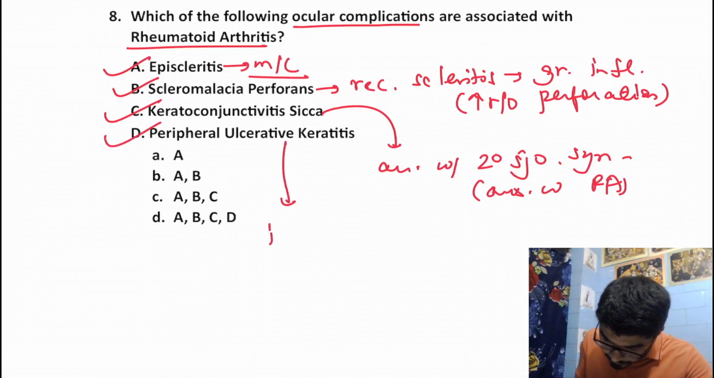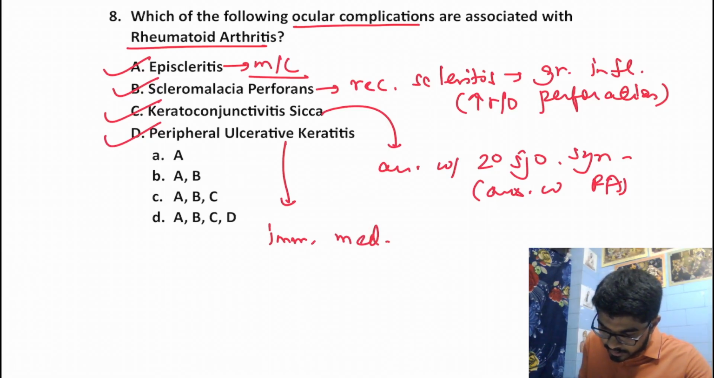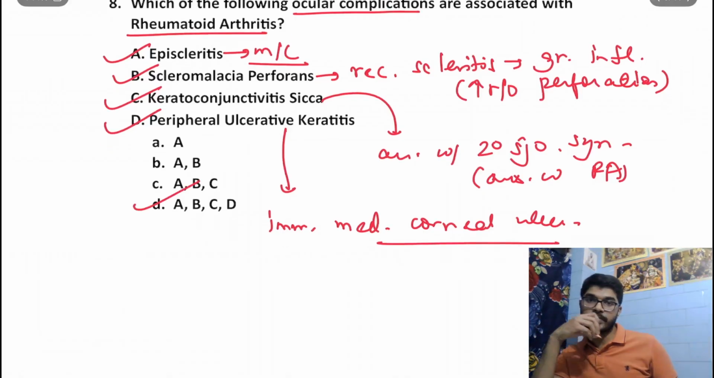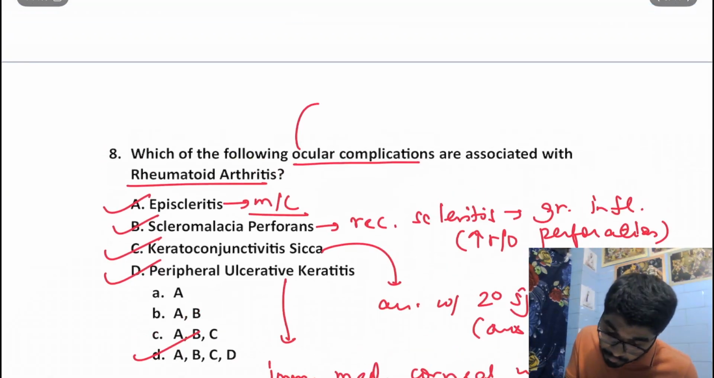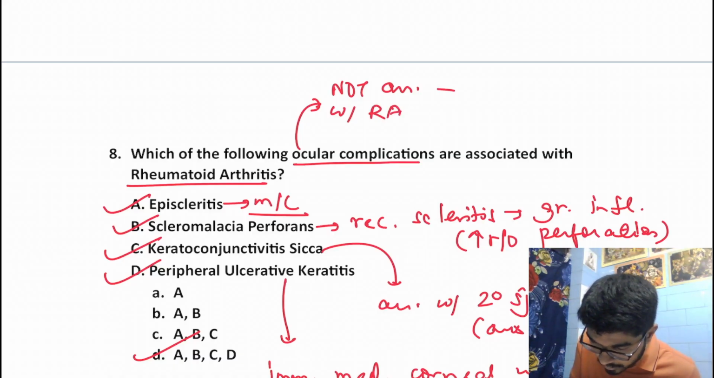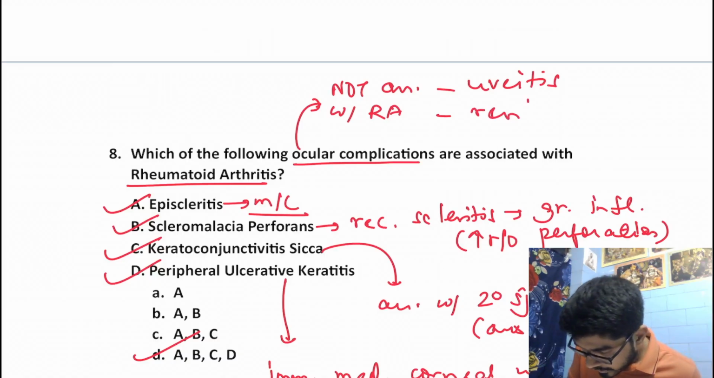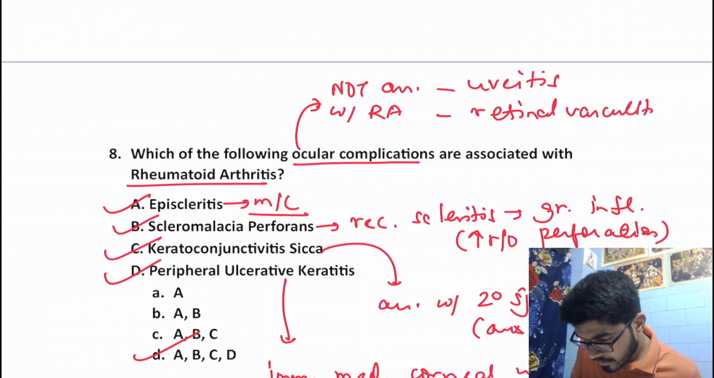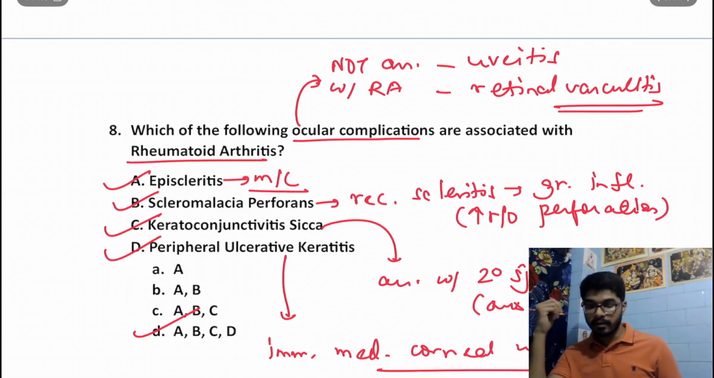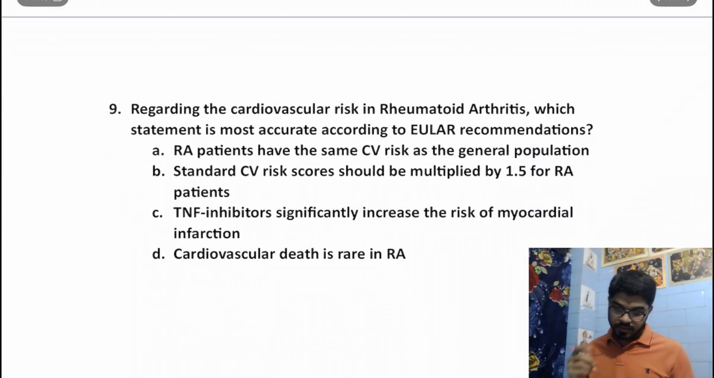This is actually an immune mediated corneal ulcer. So technically our answer would be all of them, option D. Remember that the ocular complications that are not associated with RA, number one is uveitis. Number two is retinal vasculitis. These are the two manifestations that we won't get. Okay. Moving on to the next question.